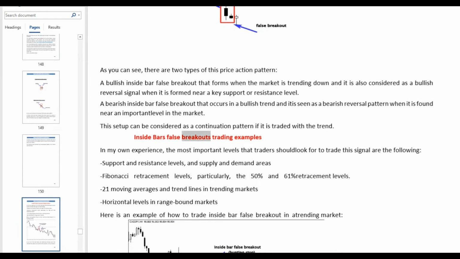Inside bar false breakout trading examples. In my own experience, the most important levels that traders should look for to trade the signal are the following: support and resistance levels, and supply and demand areas; Fibonacci retracement levels, particularly the 50% and 61% retracement levels; 21 moving averages and trend lines in trending markets; and horizontal levels in range-bound markets.